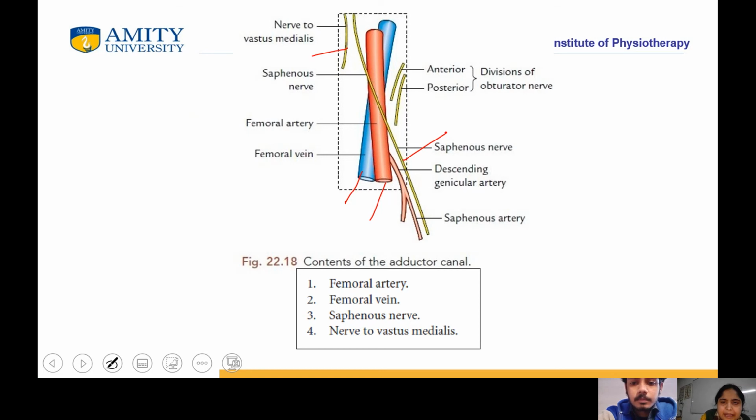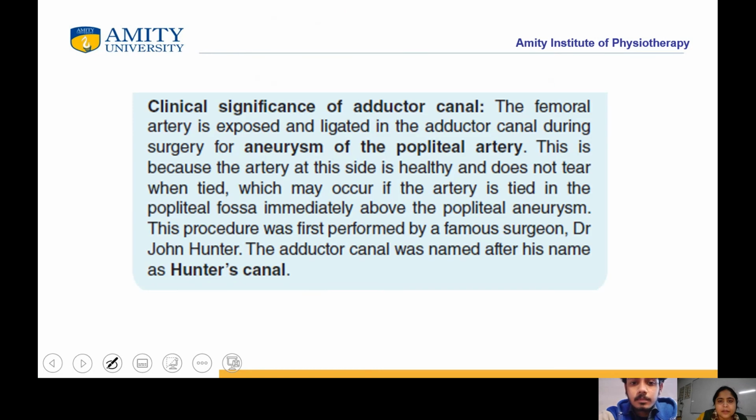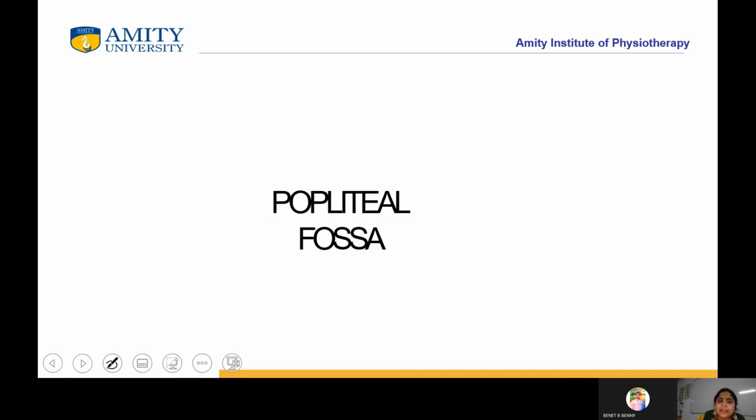nerve to vastus medialis. Now, what is the clinical significance of adductor canal? The femoral artery is exposed and ligated in the adductor canal in aneurysm of the popliteal artery. Okay, so when this is done, the artery at this site is healthy and does not get torn. But it may occur if the artery is tied in the popliteal fossa, which is immediately above the popliteal aneurysm.